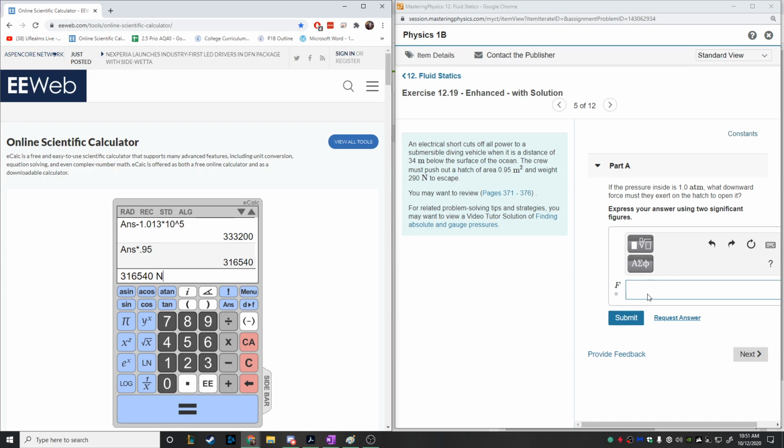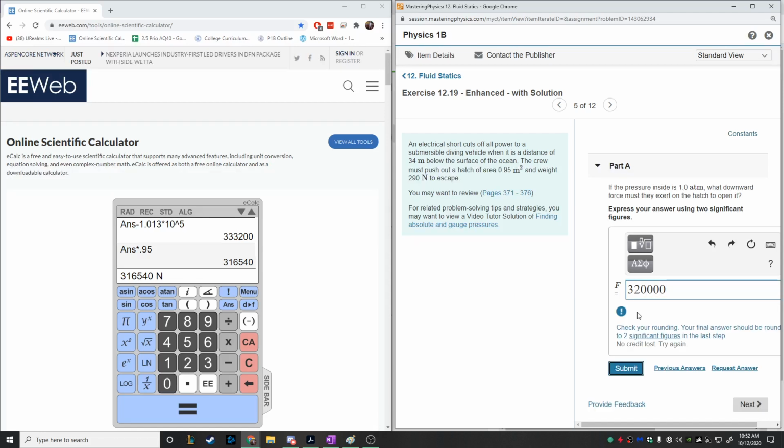And I'm pretty sure, in terms of what Mastering Physics is going to use here, if you subtract 290 newtons from that, the weight of the hatch is not going to change the answer by enough. It's only going to alter the third digit. So I'm pretty sure the answer for this one is something like 3.1. I'm just going to say 3.2. Let's write 3.2 followed by zeros, and see if that's enough to be within their threshold range.